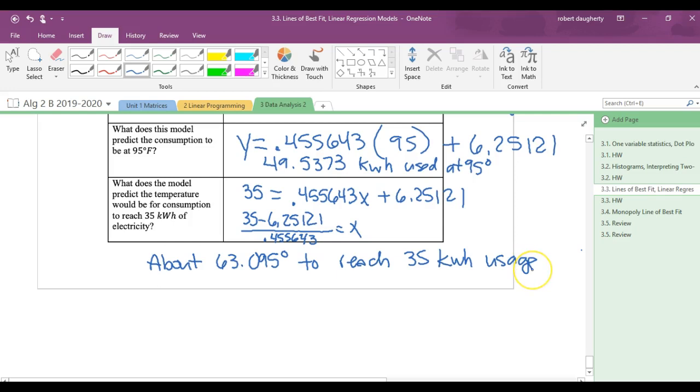Okay. So these aren't as ugly of the word problems as we had on linear programming, but your answers can't just be 63, okay? It's in the context of the problem. I solved for what would be the temperature that I would reach 35 kilowatt hours, okay? Questions over this?